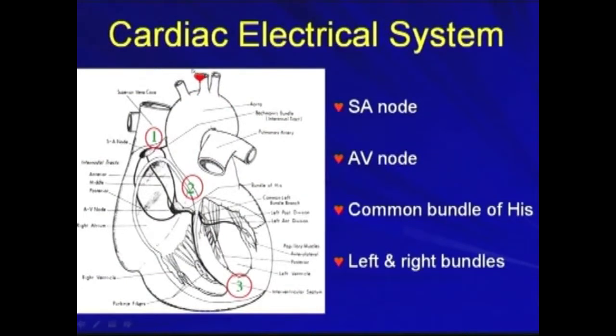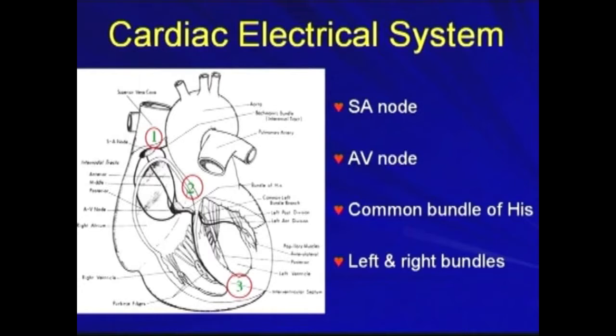If you look into even more detail, here is the cardiac electrical system. This is the SA node, the sinoatrial node, where the impulses start, and then through these internodal tracts, anterior, middle, and posterior, to the AV node, the atrioventricular node.